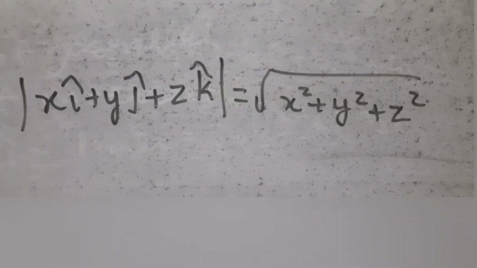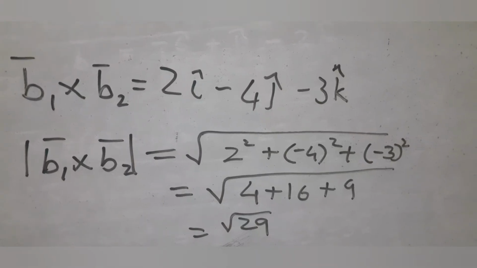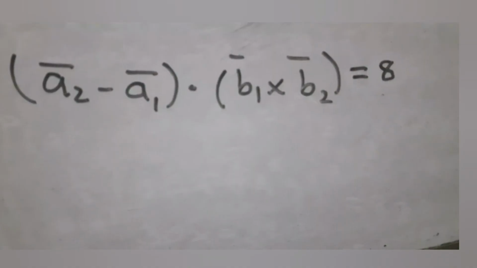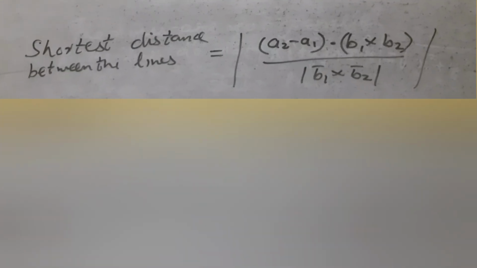Now we will find the magnitude of b1 cross b2 using this formula. So mod b1 cross b2 equals root 29. So substitute into the formula for the shortest distance between two lines.